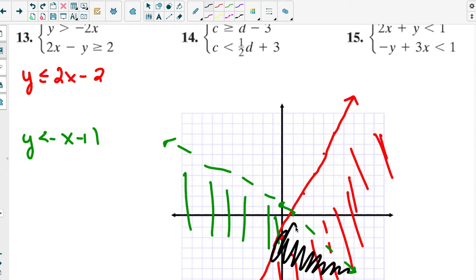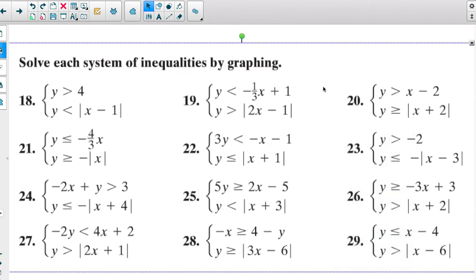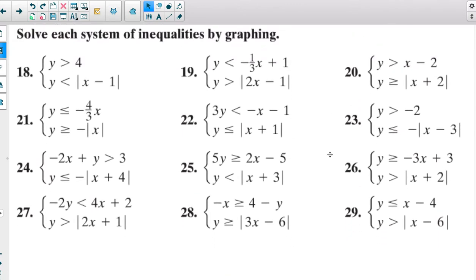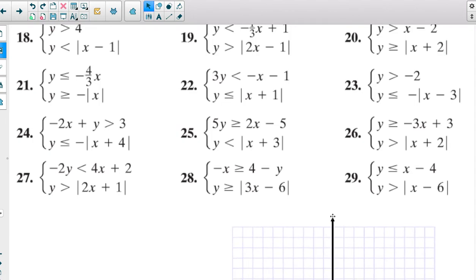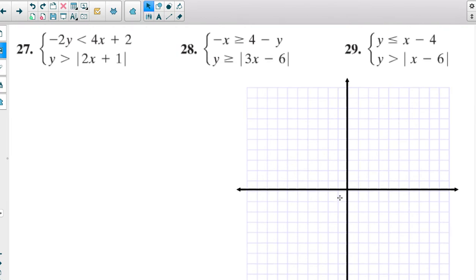All right, I'm going to go ahead and combine this one with the next one just to save some time. This one is solving a system by graphing, but this one has a linear inequality and this one has an absolute value inequality. Anytime you have an absolute value involved, you know you have to have a V in your graph. So let's take a look at number 29, just because it's right there.